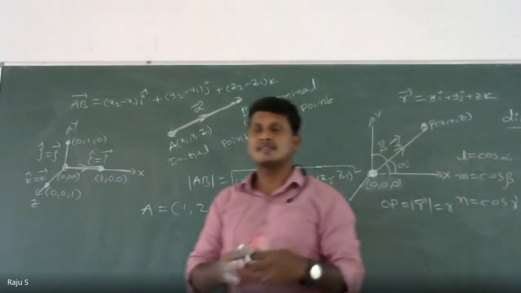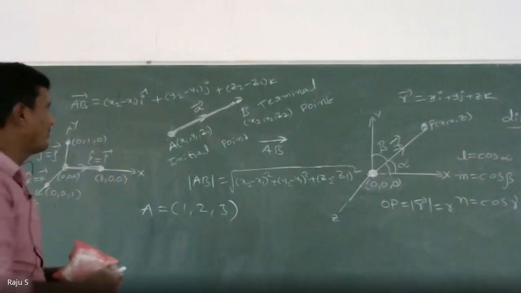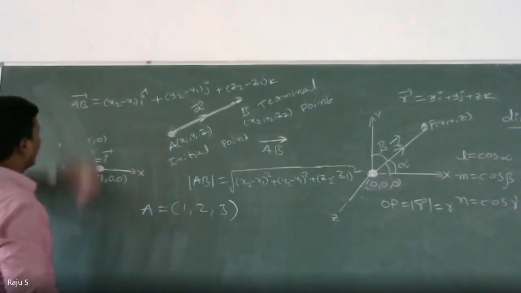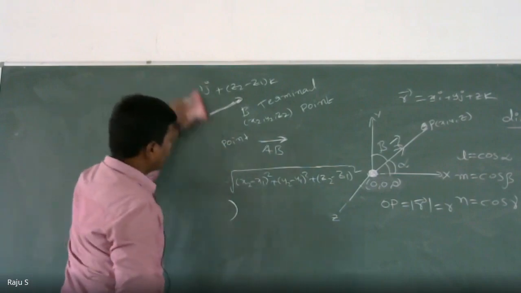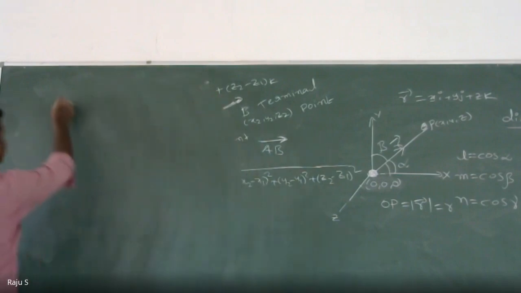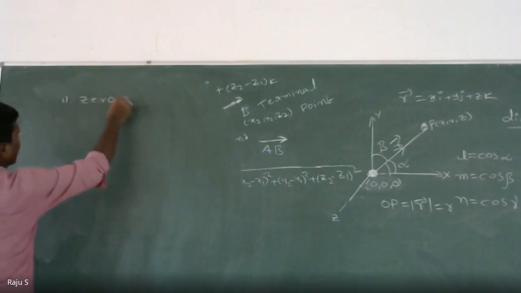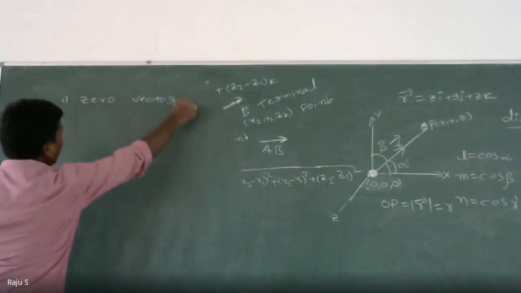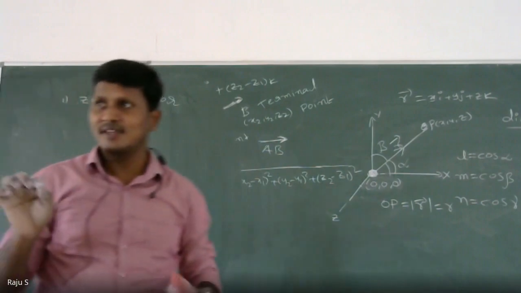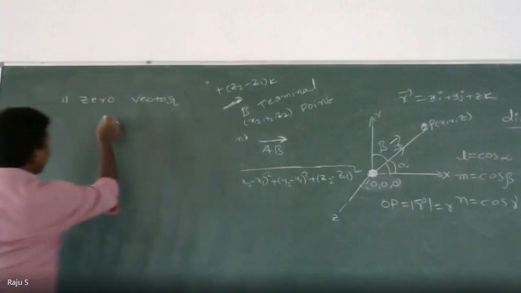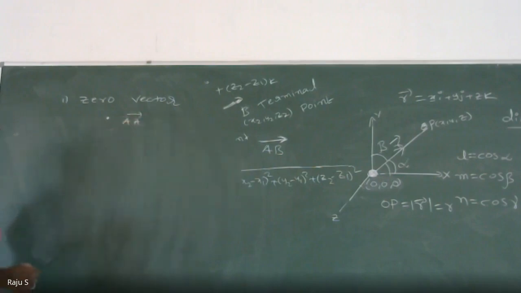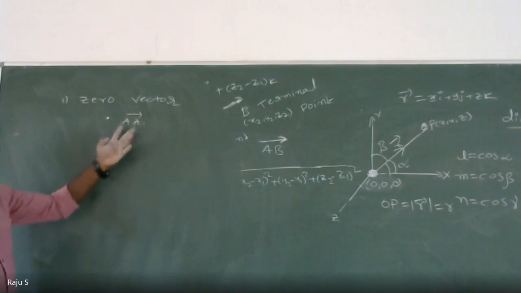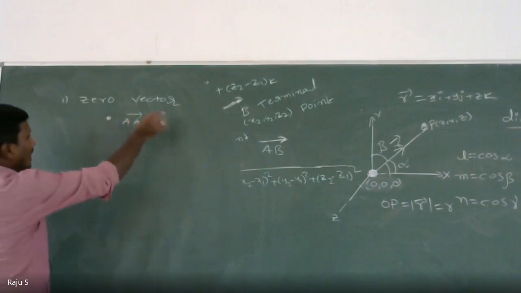Okay, now let us discuss some basic concepts of vectors. First let us discuss zero vector. Simple. What is meant by zero vector? Magnitude 0. A to A, B to B. What about the magnitude? The magnitude is 0, right?